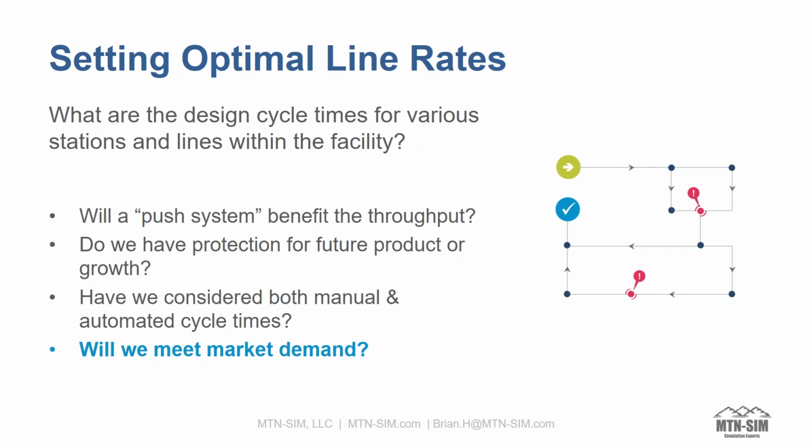So the next important facet when we're designing a facility is obviously line rates. We're going to have several lines and several stations and work cells that all need to work together, and they're going to have various line rates. They might not all have the exact same line rate. We might just run a facility with all the stations running at a 60-second cycle time.